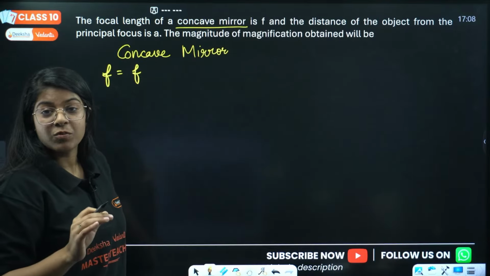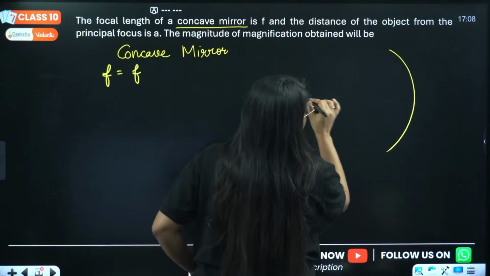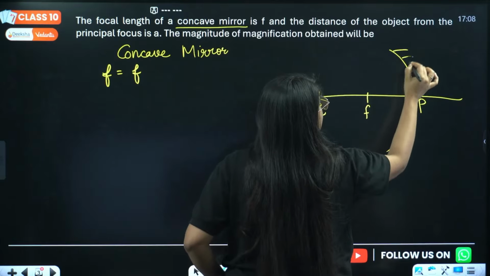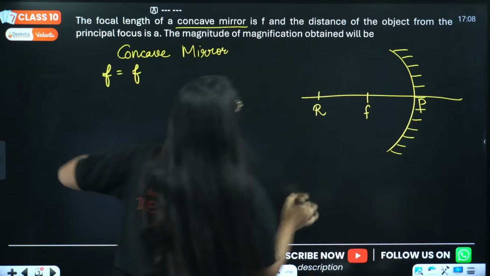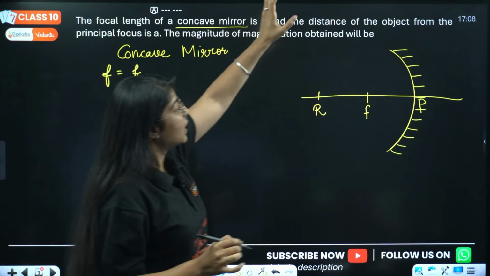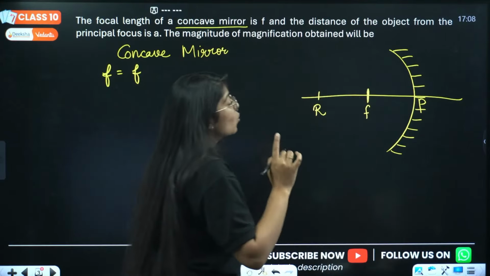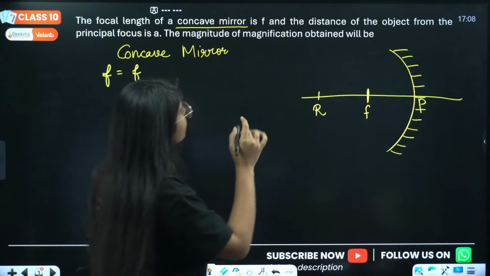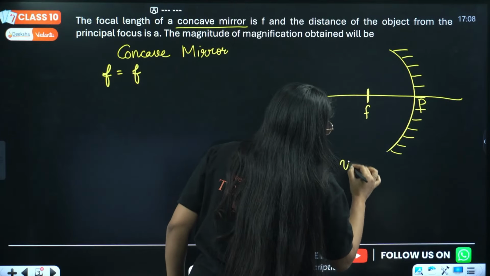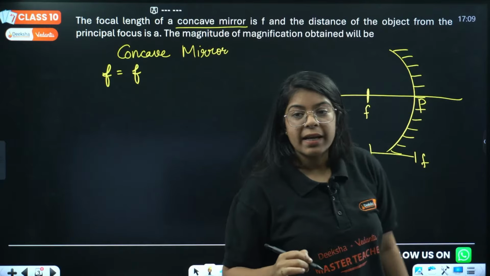And the distance of the object from the principal focus. See, this is my concave mirror, and this is the principal axis, this is pole, this is focus, and this is my radius of curvature. This is the diagram of a concave mirror. They are saying that the distance of the object from the principal focus, this is my principal focus, is a. Focal length of the concave mirror is f, distance of the object from the principal focus is a. So u is a. Now this is f, this is focal length. Correct?